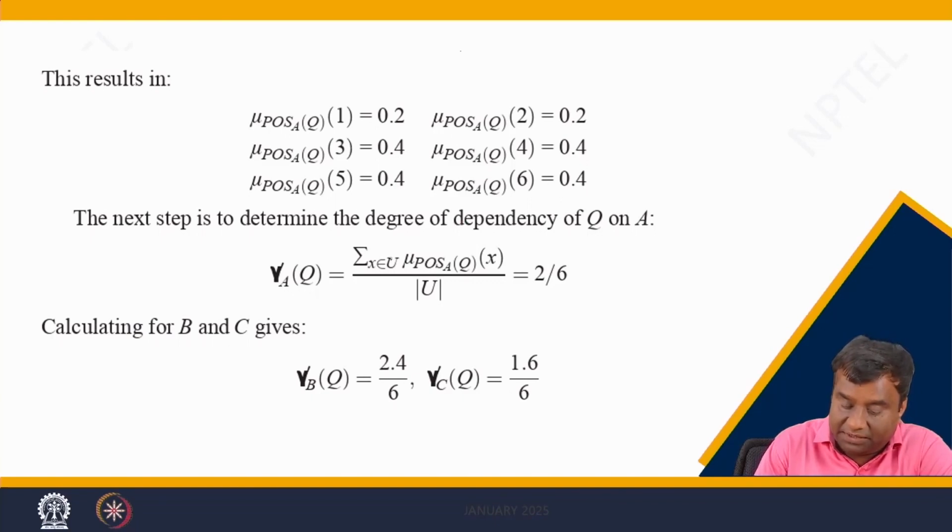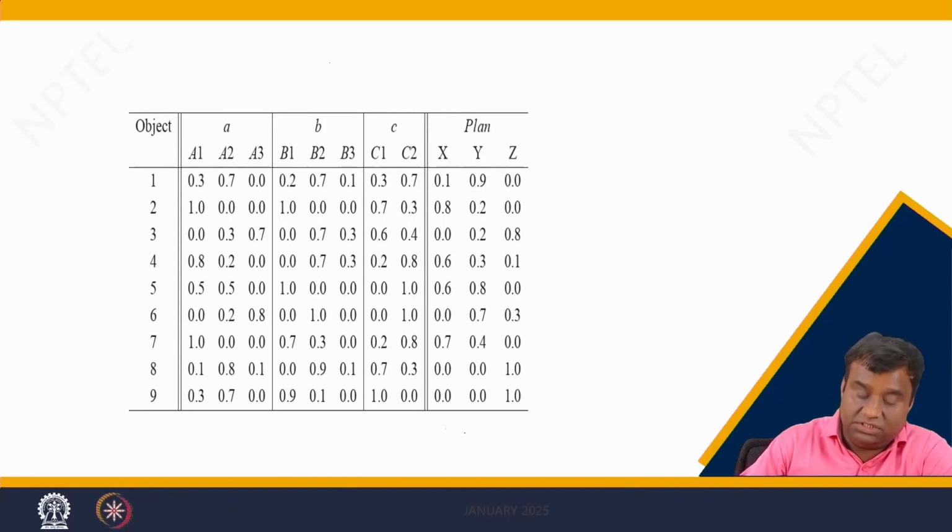So now the degree of dependence is the summation of all these values, so that is the summation 0.2, 0.4, so that is 2, and the total number of objects is 6, so 2 by 6 is the degree of dependency. Similarly, if you calculate the degree of dependency for B, you will get 2.4 by 6, and for C you will get 1.6 by 6.